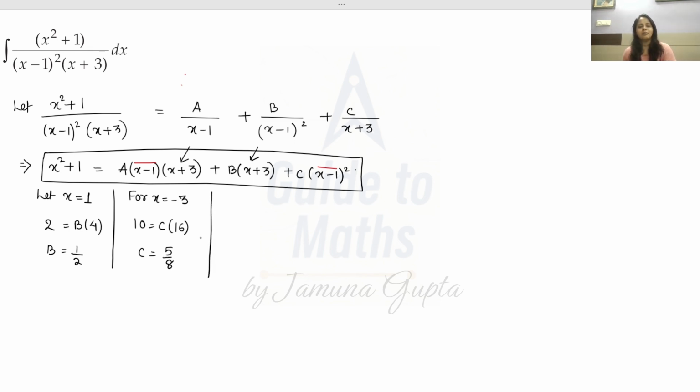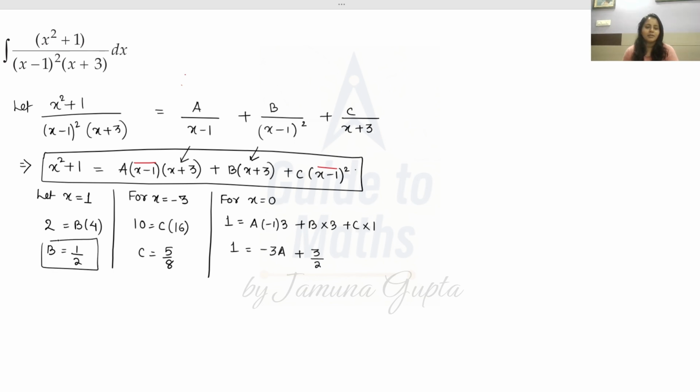Now for getting the value of a, we will substitute any random value of x. You can choose anything easy. Here we are going to take x as 0, which is the easiest value. When you substitute, left hand side will be 1, and right hand side you will get a into minus 1 into 3, plus b into 3, and then c into minus 1 square, which will be 1. So 1 is equal to minus 3a plus 3b plus c, and the value of b is 1 by 2, so this will become 3 by 2.